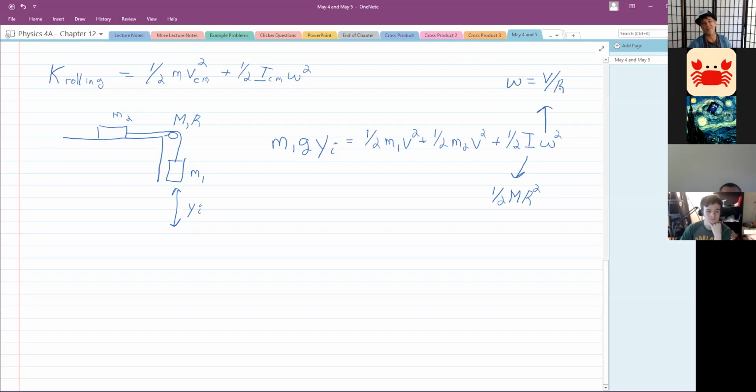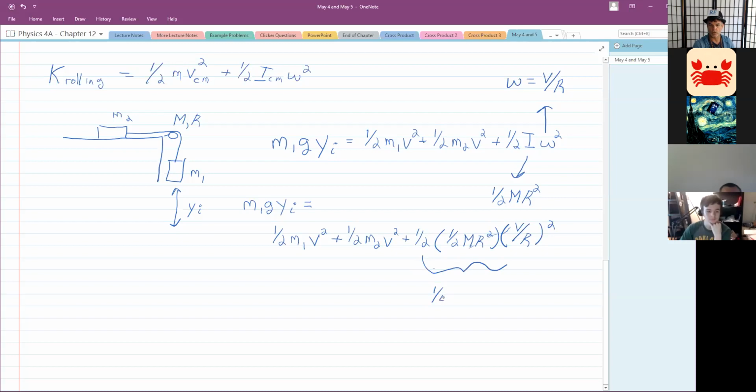And so this 1/2 I omega squared term is going to turn into some 1/2, well, let's just do the rest of this out. So what I get is M1 G Y initial equals 1/2 M1 V squared plus 1/2 M2 V squared plus 1/2 times 1/2 mr squared. And again, this is the moment of inertia of the pulley times V over R squared. So this little piece right here turns into 1/4 the mass of the pulley times V squared.